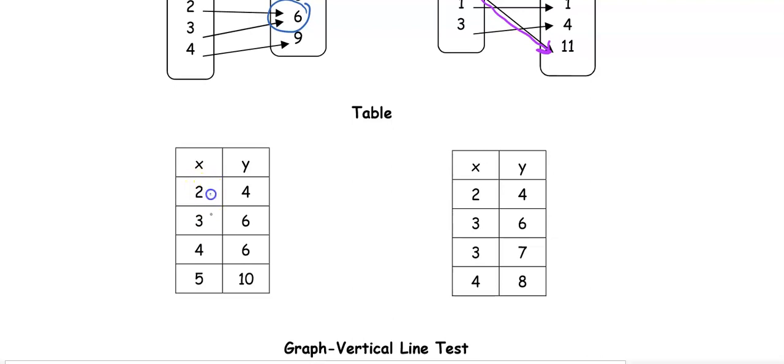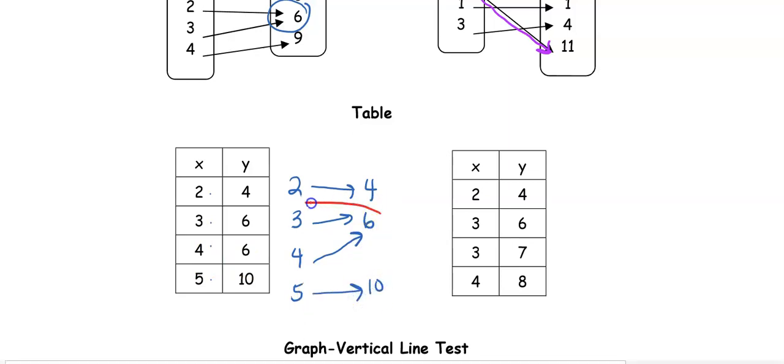So I see that my x's are 2, 3, 4, 5. When I get a 2, it maps to a 4. 3 maps to a 6. 4 also maps to a 6. And 5 maps to 10. Remember that this right here is okay. We still have a function because 3 is going to give us 6 and 4 is going to give us 6. Two different inputs can give us the same answer.